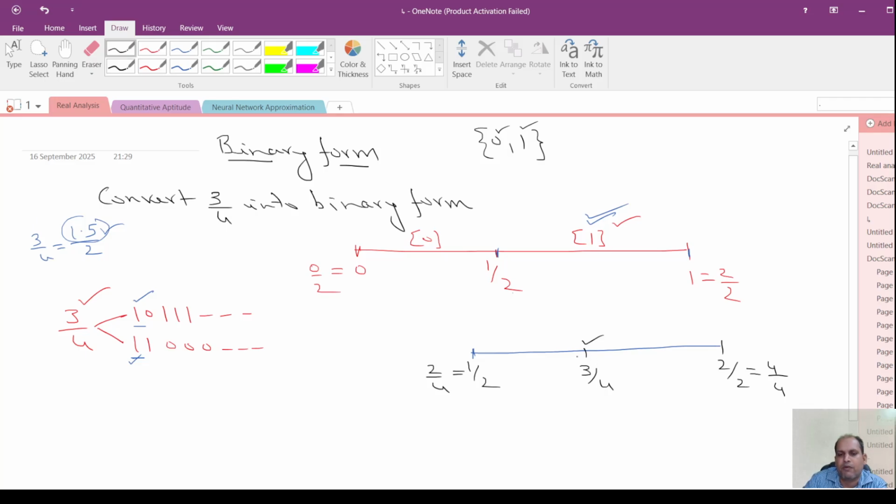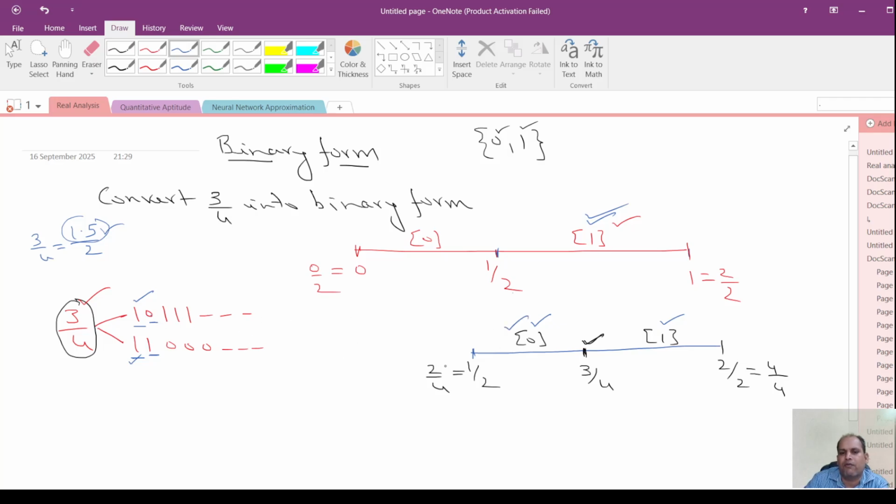Now, here we can observe that 3 by 4 is now sharing the common boundary of both the intervals labeled as 0 and 1. This means at the second place we have 2 choices. This is the reason why here we have 2 choices. At this place, if we choose this interval, then we need to write 0 here, and if we select this interval, then we have 1 at the second place.